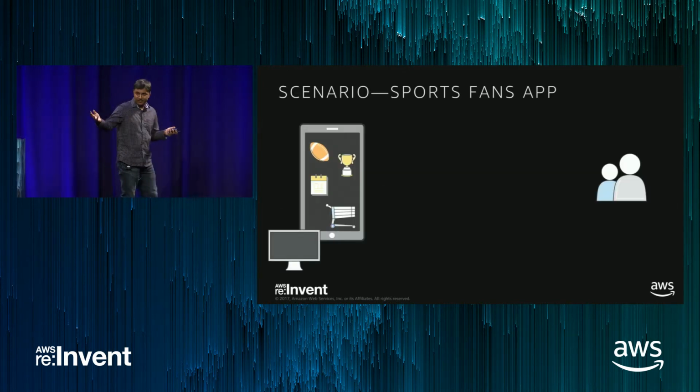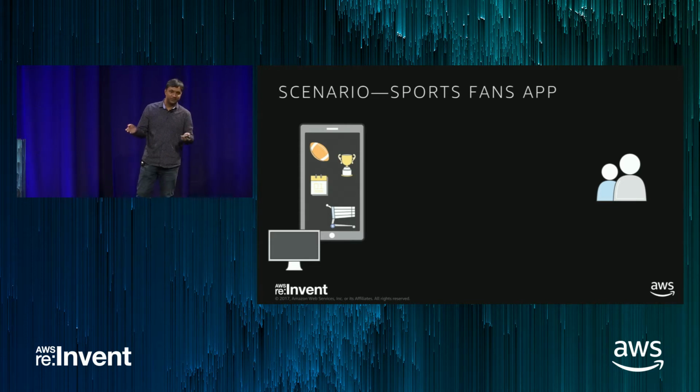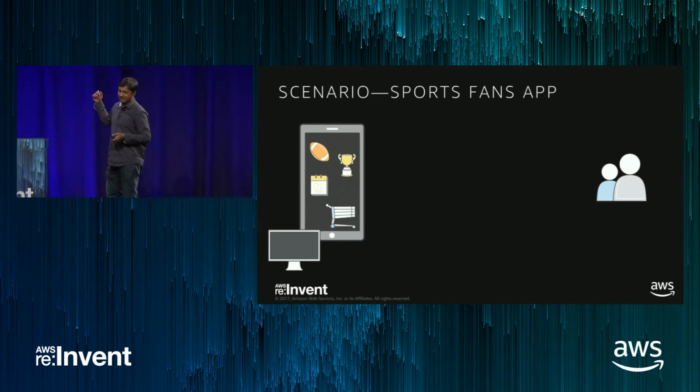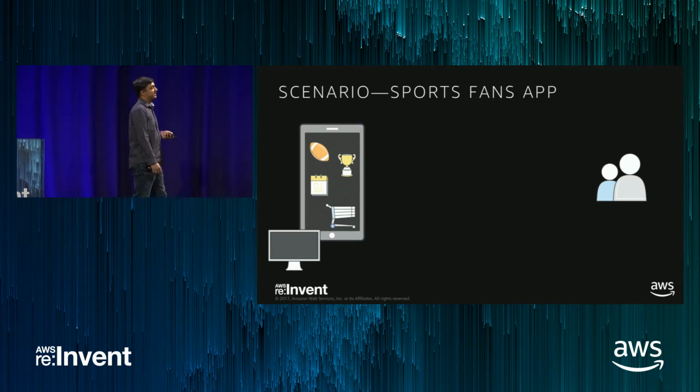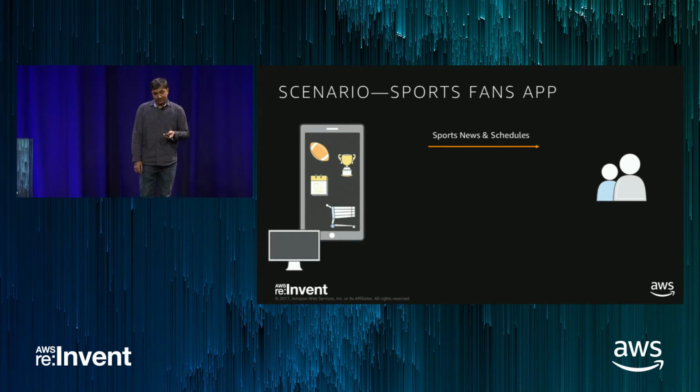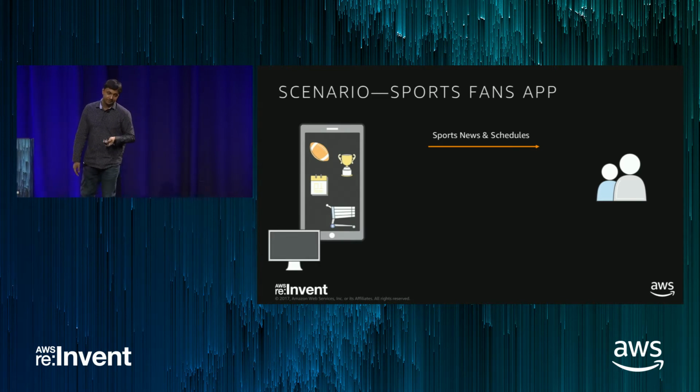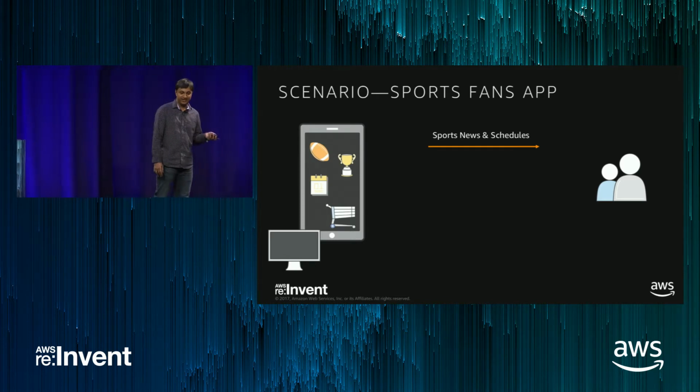So I'm sure a lot of you in the audience have built fantastic applications with millions of users. I made up a completely hypothetical application for the purpose of this discussion. Let's say it's a sports fans application, and it does three things. The first is it delivers sports news and schedules. So if there's a game going on or a tournament just ended, it'll send you an update either through email, to the app on your web browser, or to the app on your smartphone. It will also deliver schedules for when the next big tournament is or when the next game is.